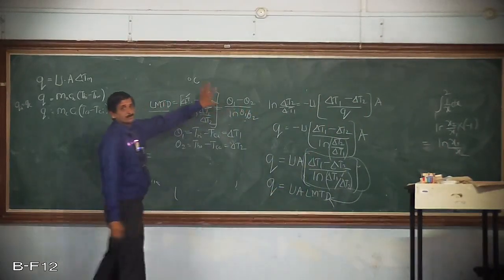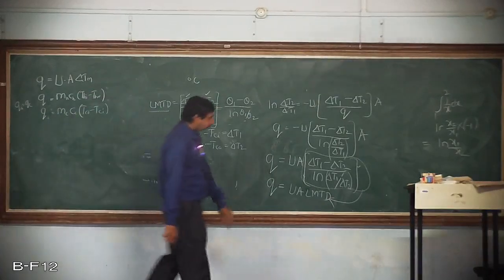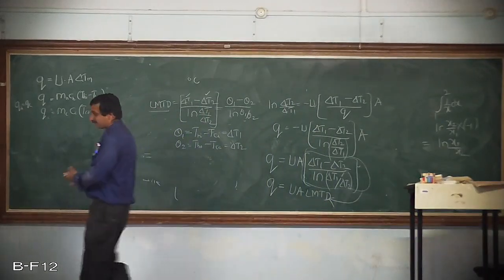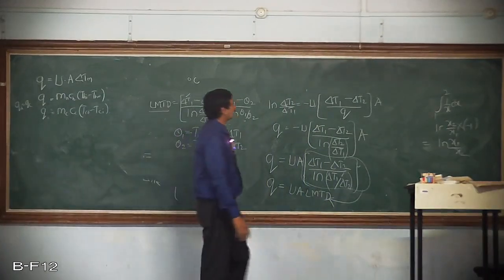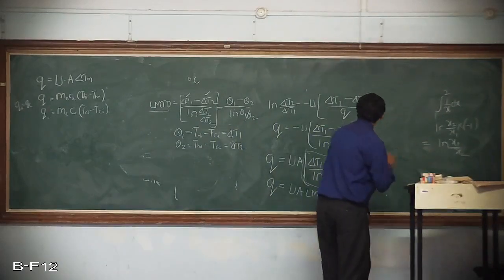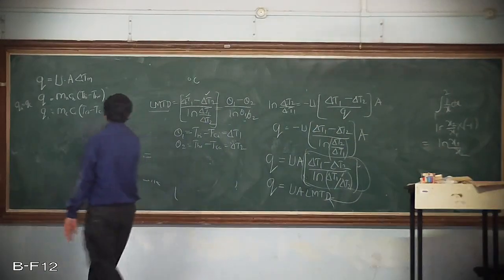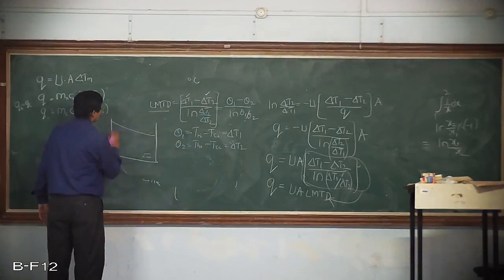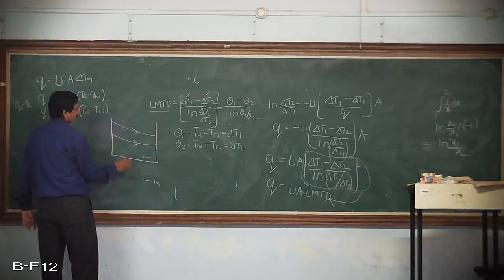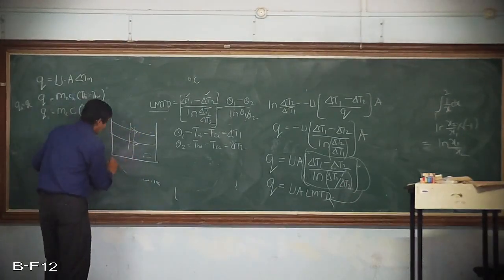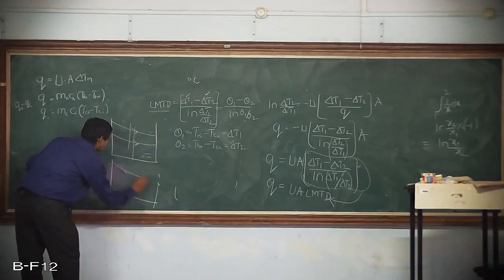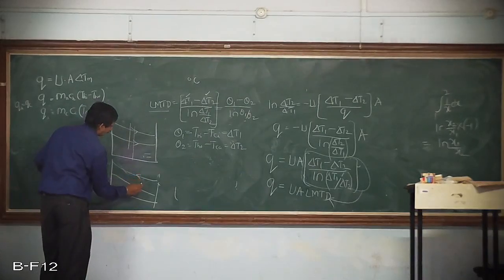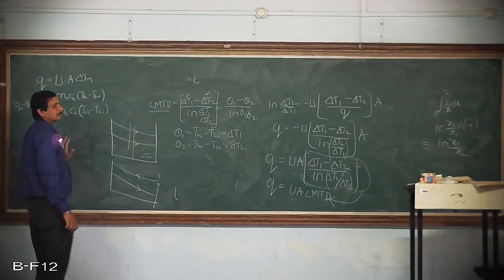Is it clear? Now the question comes: this is for the parallel flow, so what about the counter flow? Yes, you are very right. The derivation is very similar to that of parallel flow, but there is a small difference between these two. Suppose for the parallel flow I am taking this one as x, whereas in counter flow I am taking it in the other way.